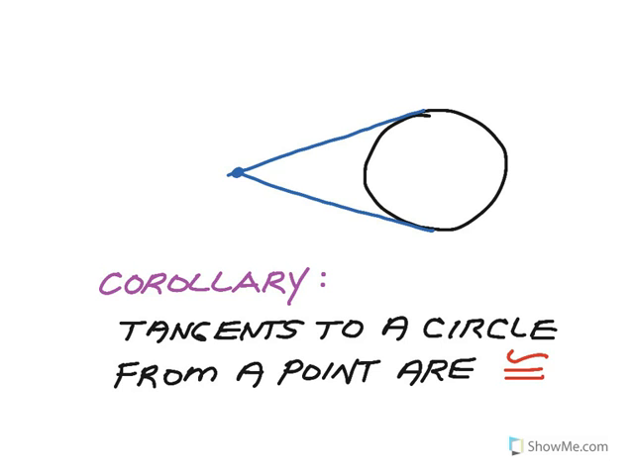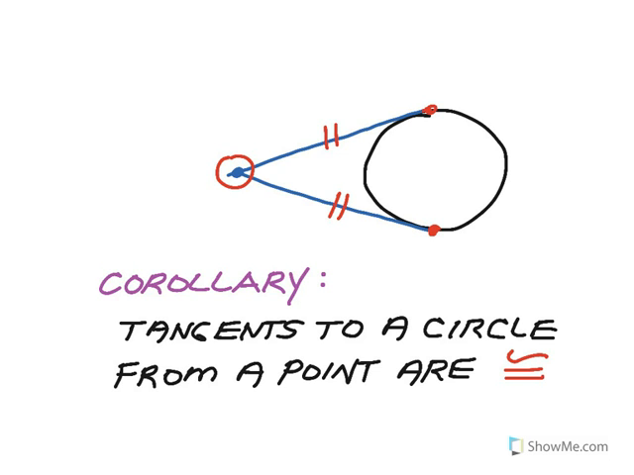So a corollary to the previous theorem is that if I take a point outside a circle, as I have right here, and I draw from that point tangent lines to the circle, so these intersect the circles in single points of tangency, these two tangent lines, or tangent segments, are congruent to each other. Okay, so tangents to a circle from a point outside the circle are congruent.